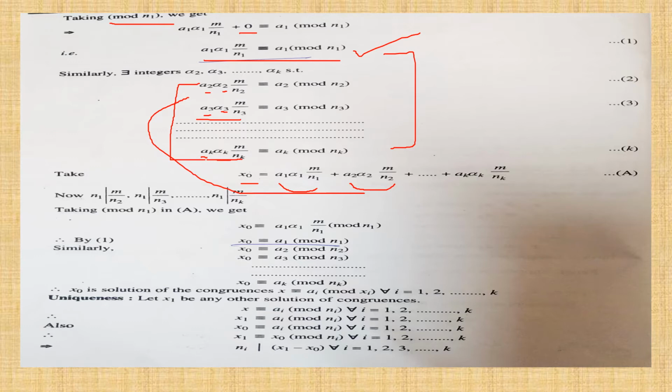Now n1 divides m upon n2, n1 divides m upon n3, and n1 will divide m upon nk. So all these numbers are divisible by n1. If we take modulo n1, all these terms will become 0. So we get here x naught is congruent to this one.